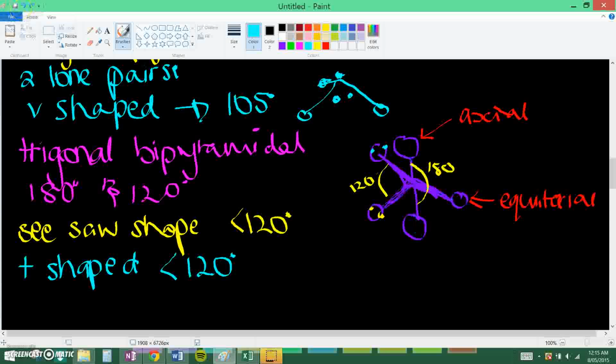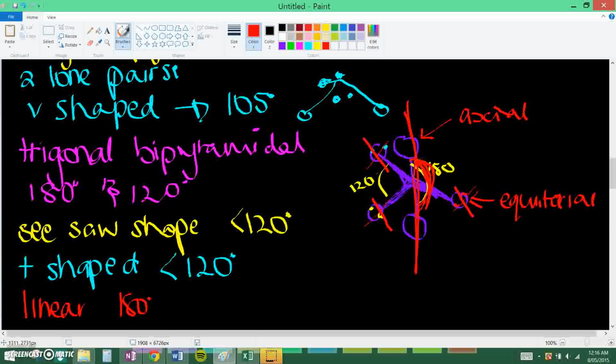Now, if we take the last and final lone pair from here, it becomes linear, and that's 180 degrees because these are all gone. Now they're even, they're pushing an equal amount of force into each other, and all that's left is this, so that's just 180 degrees.